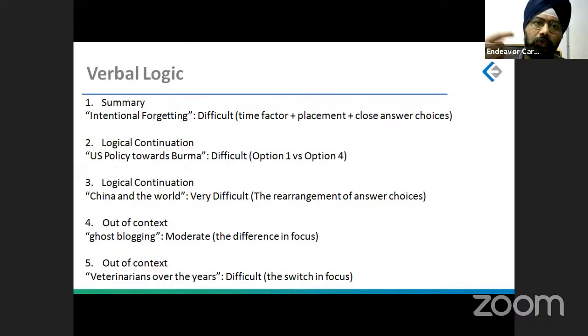Verbal logic. Summary question. Intentional forgetting. September. Surprises and shocks are everywhere. You start with that question and you feel that it is not quite closing in. Correct. It was very close. There were 2 answer choices which were very close. And this was a classic CAT level question. That one word, intentional, makes the difference. Yes, that is what happens on CAT.